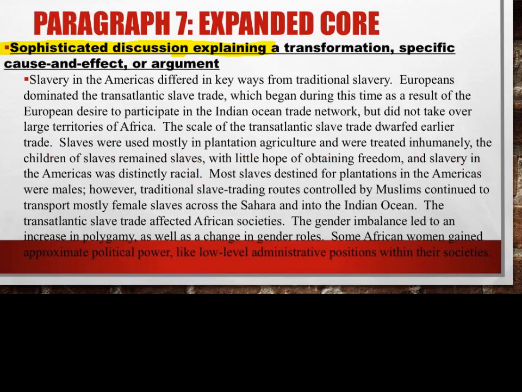Most slaves destined for plantations in the Americas were males. However, traditional slave trading routes controlled by Muslims continued to transport mostly female slaves across the Sahara and into the Indian Ocean. Oddly enough, it was like 2-to-1 females with the Muslim-controlled slave trading routes, and then it was the opposite with the European-controlled trading routes to the Americas, 2-to-1 with males.